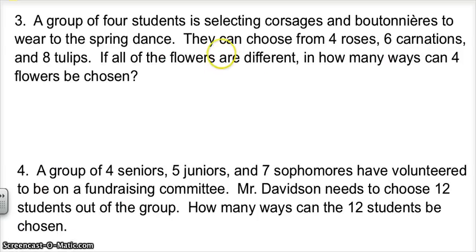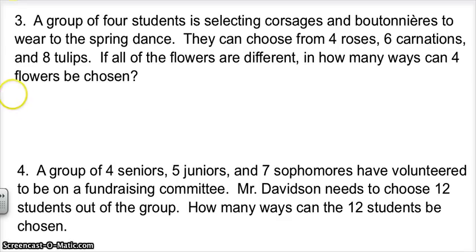So what do these problems look like? 3. We have a group of 4 students selecting corsages, boutonnieres, I can't say that word, to wear to the spring dance, or maybe it's prom. They can choose from 4 roses, 6 carnations, and 8 tulips. If all of the flowers are different, how many ways can 4 flowers be chosen?